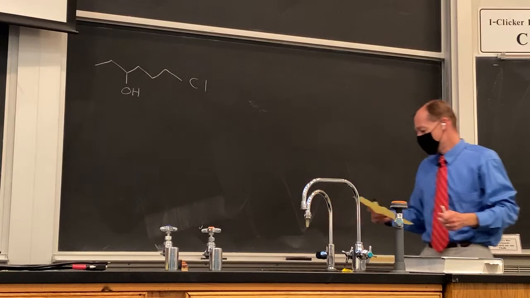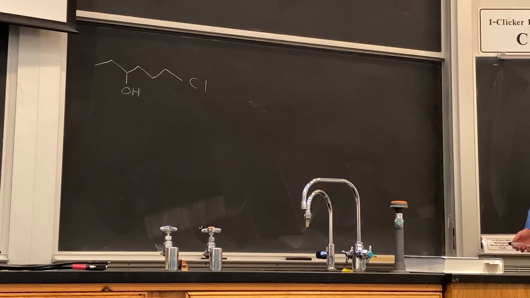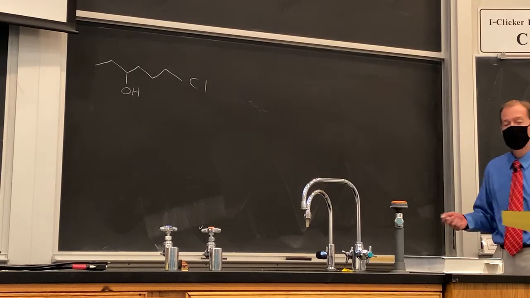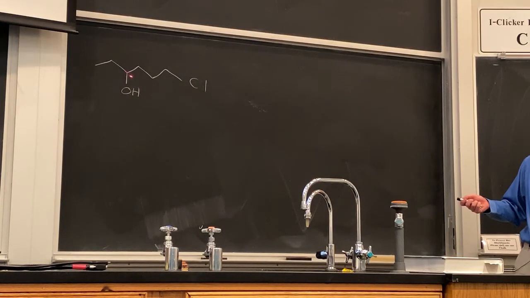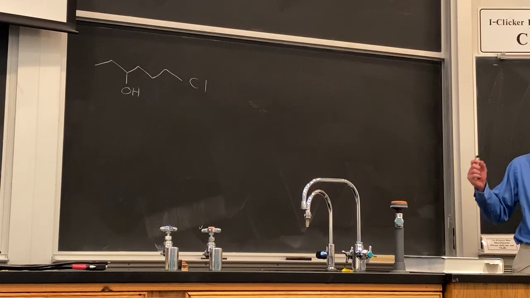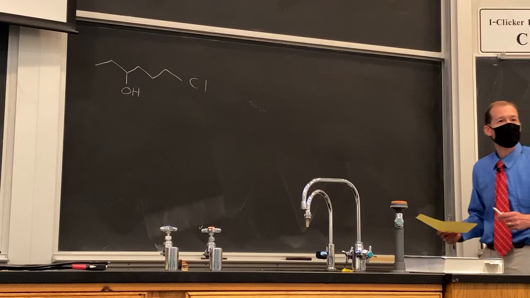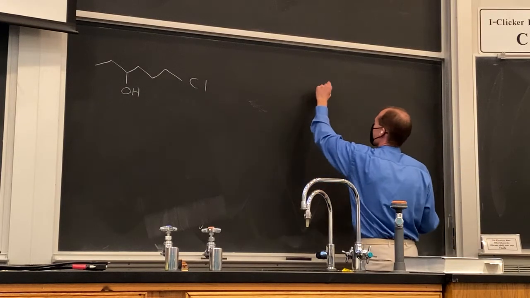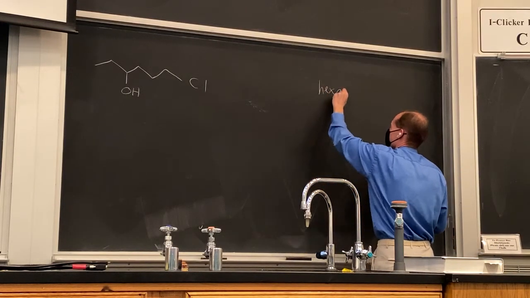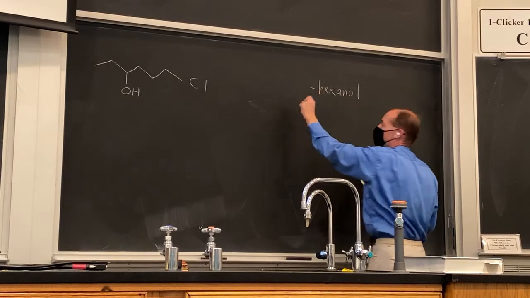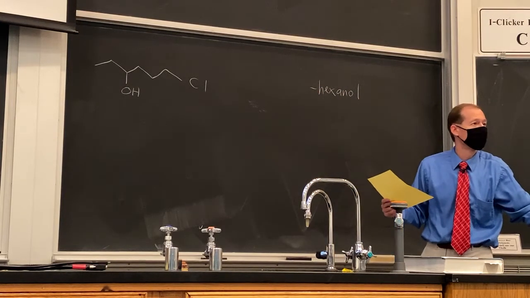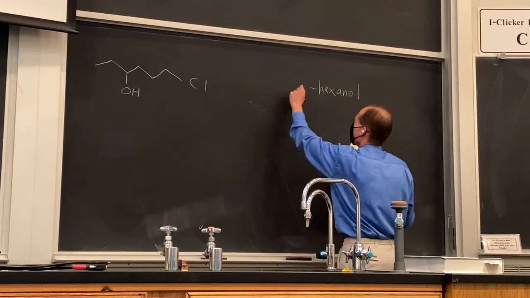Okay, what's our longest chain containing the carbon bearing the oxygen? 6 carbons in this case. Some people say 4. It doesn't have to start at the oxygen. It's just the longest chain that contains the carbon bearing the oxygen. So in this case, it would be 6. So what's our parent name going to be? Hexanol. Okay. What number are we going to put in front of hexanol? We're going to put a 3 in front of our hexanol.